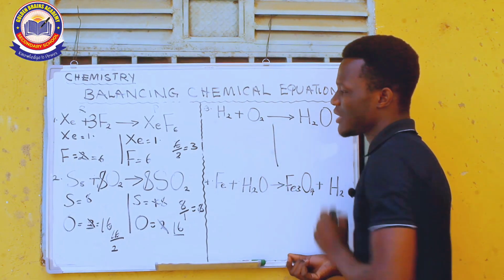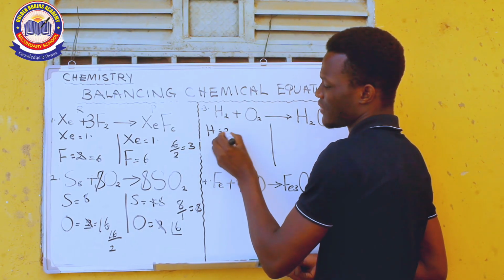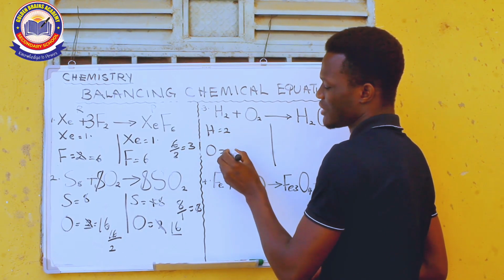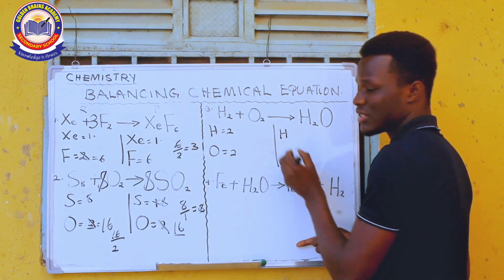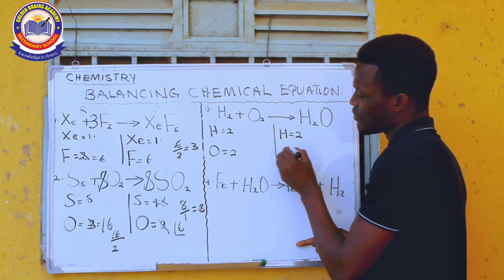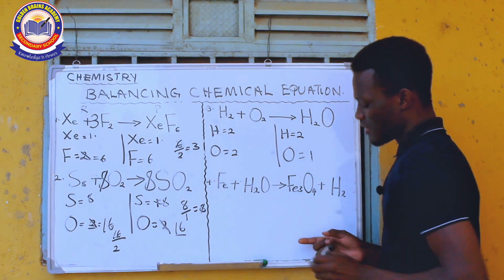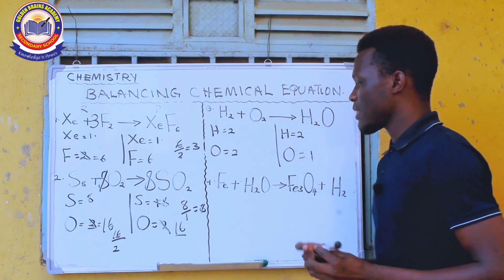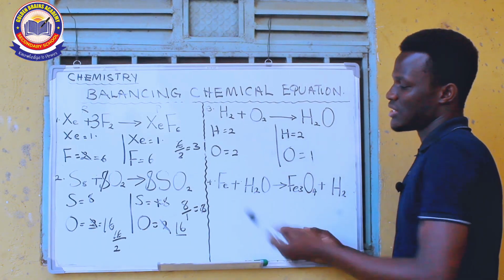Now the third number, you just list also the elements like hydrogen, the number of atoms 2, oxygen, the number of atoms 2. Come to the side of the product, you have hydrogen, the number of atoms there 2. When you come to oxygen, the number of atoms here is only 1. But now we say the equation is not balanced. Hydrogen balanced, but oxygen not balanced.